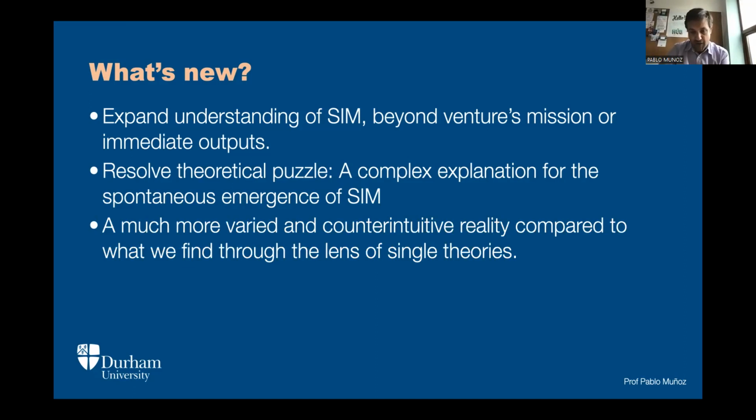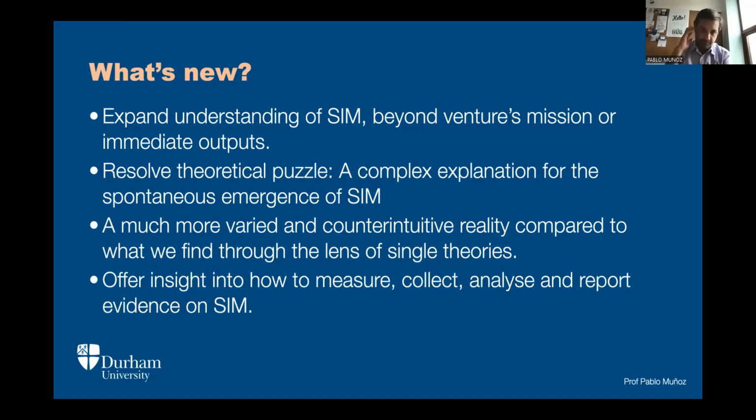And what we're able to show is a very diverse and counterintuitive reality, right? We were expecting to find something and we found completely the opposite. And that was fascinating, surprising. And it clearly gives you more, because we're not using one theoretical lens, but a theoretical salad, if you like, right, with many different things involved, and it's really difficult to make sense of how they work together. And QCA gives you a way to resolve that, right? And it gives you an insight, if you're in a non-institutionalized context, as most contexts currently are, into how to measure, collect, analyze, and report evidence on social impact measurement.